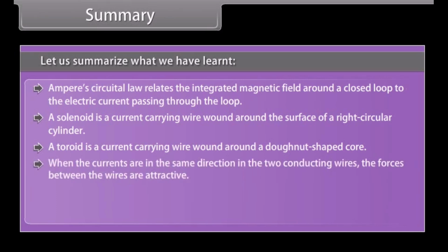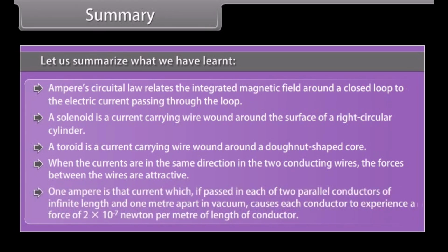When the currents are in the same direction in the two conducting wires, the forces between the wires are attractive. 1 ampere is that current which, if passed in each of the two parallel conductors of infinite length and 1 meter apart in vacuum, causes each conductor to experience a force of 2 into 10 raised to the power minus 7 Newton per meter of length of conductor.